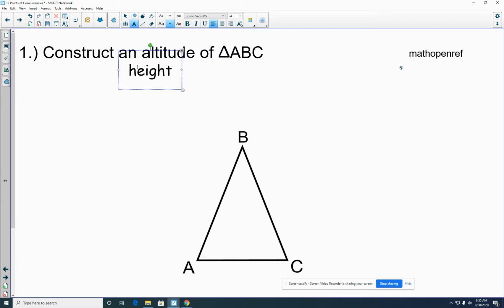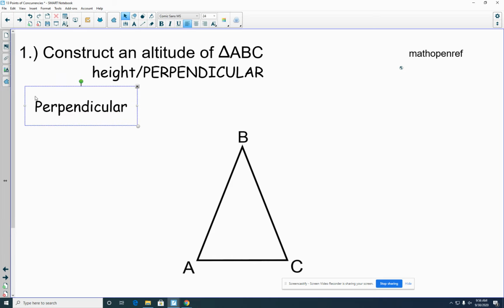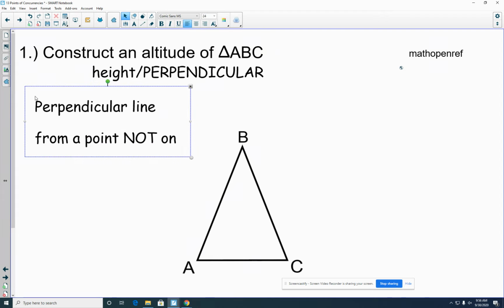If you go to the doctor and they ask you to take your height, they want to see how tall you are. They ask you to stand straight up and down. They're asking you to stand perpendicular to the ground. Right? So the altitude is the height of the triangle. It must be perpendicular to the opposite side. So it's going to go from the vertex and be perpendicular to the opposite side. That means you have to create a perpendicular line from a point not on the line.